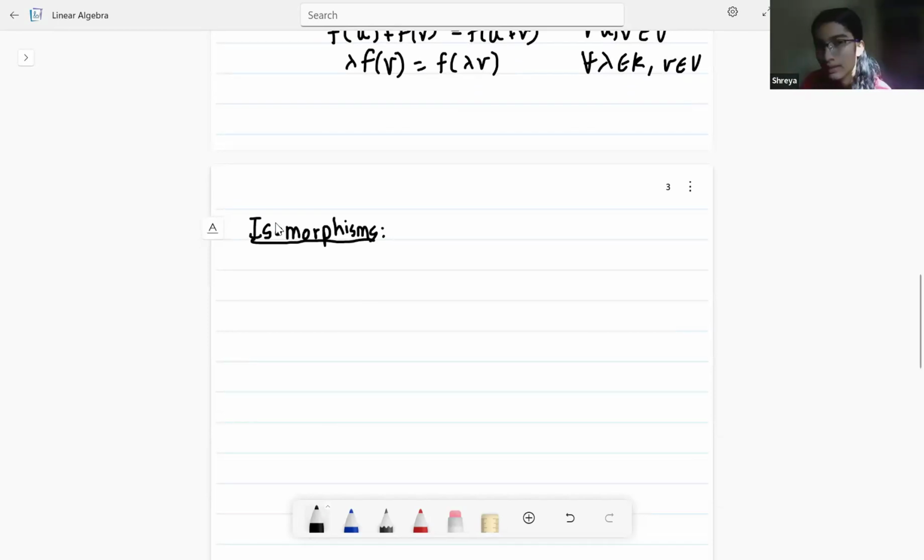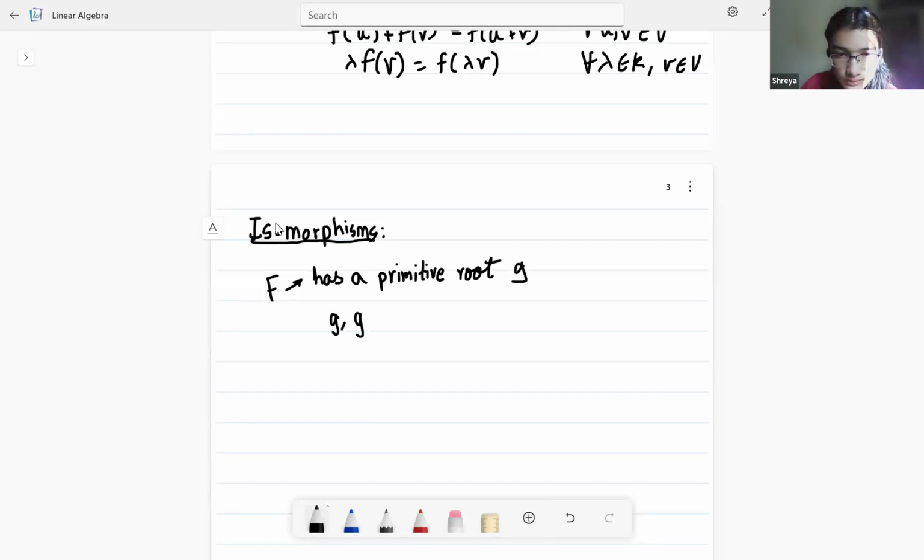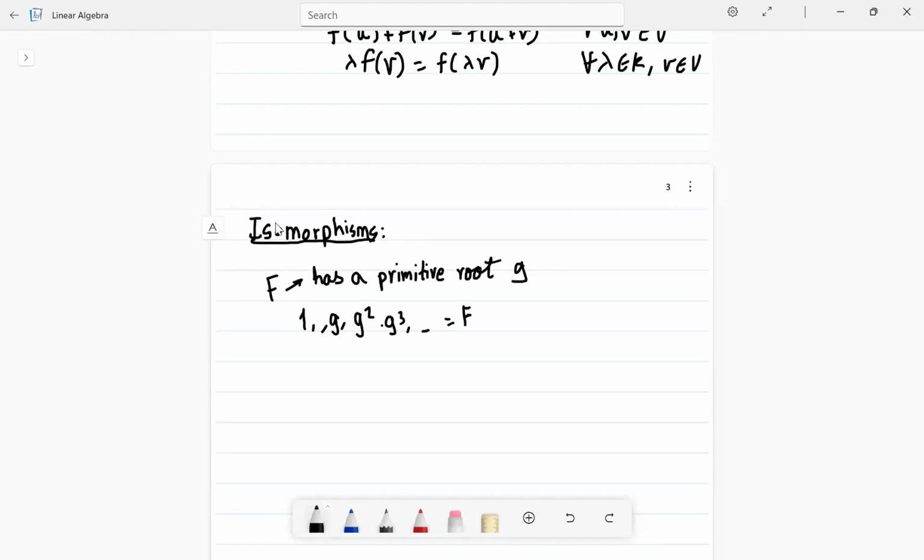So the point is, if you have a general field F, you can prove that F has a primitive root if F is a field. What is the meaning of primitive root? A primitive root is something such that if G is a primitive root, then G, G squared, G cubed and so on form F completely. Okay, wait, never mind. Yeah, you're right, we could do something like that. But this result only holds for finite fields.